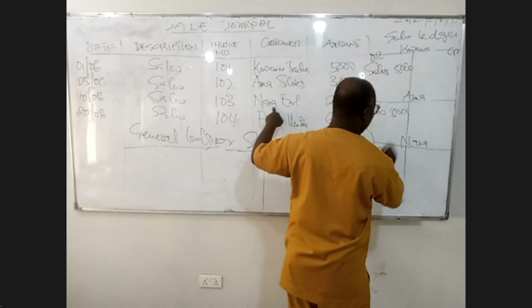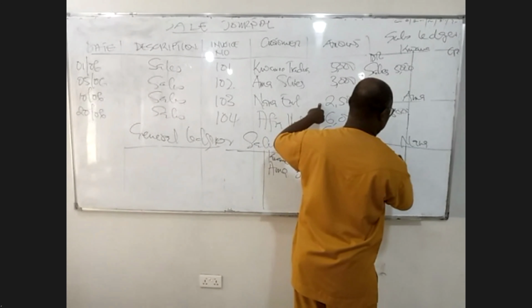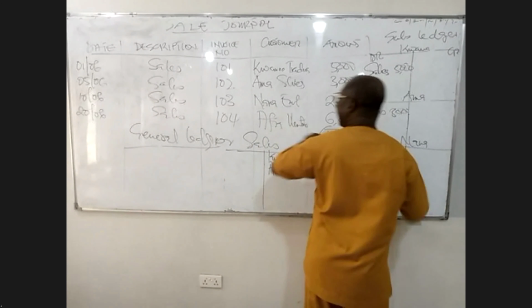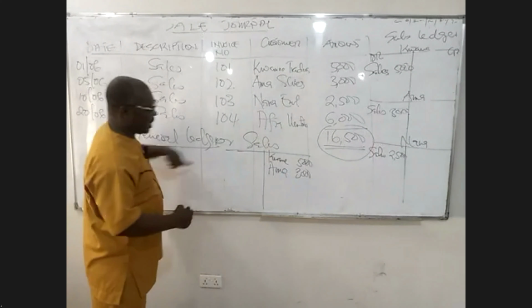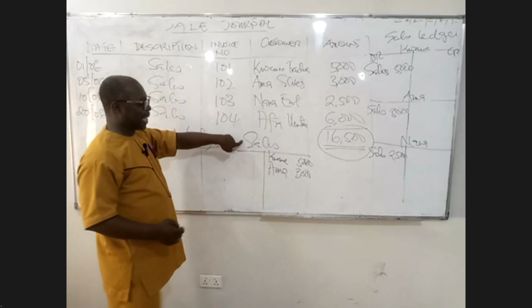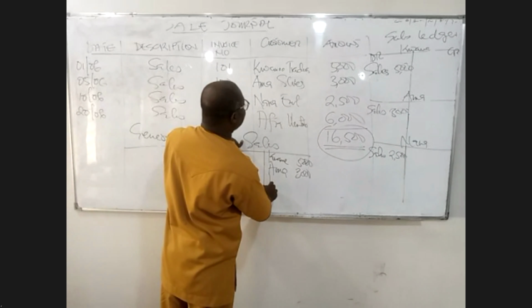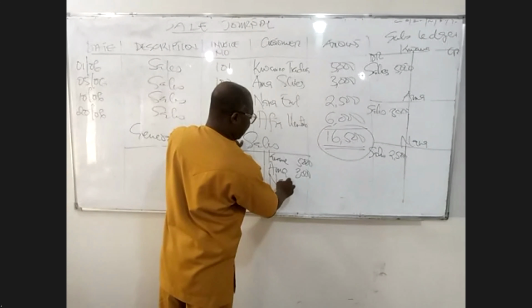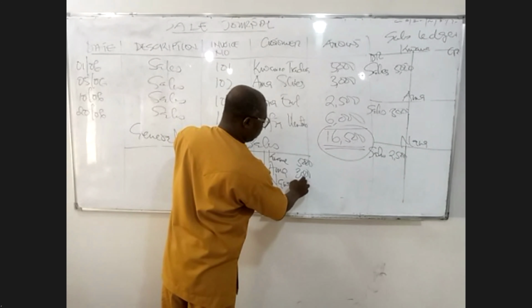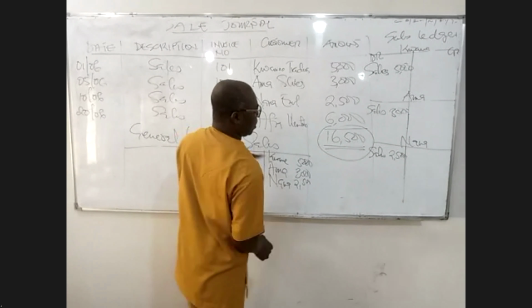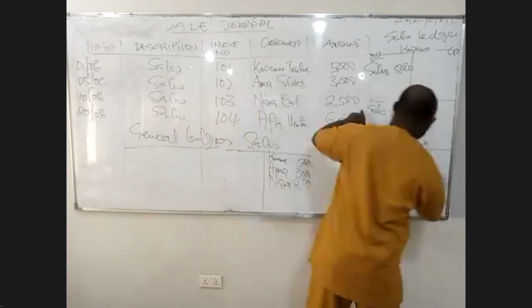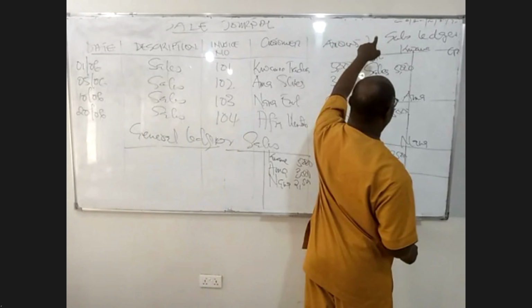We debit Nana because Nana is receiving from us how much? 2,500. Then in the sales ledger, the sales account is credited with how much? Nana, how much? 2,500. Then the last one, sales ledger.